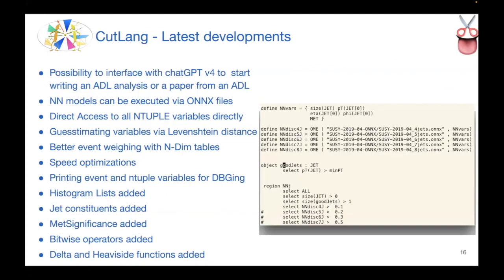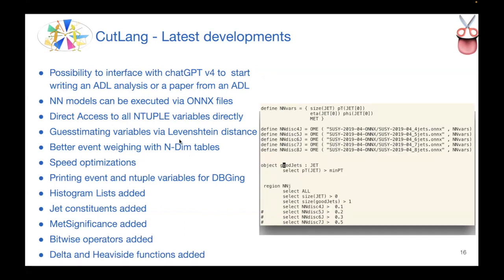Latest developments, obviously, these days ChatGPT version 4 is very hyped. I'm going to show something about that. We can use it either to generate an analysis quickly, or at least the skeleton quickly, or maybe start from the analysis itself and start the skeleton of a paper. Neural network models can now be executed through these ONNX files, which seem to be at least one of the common formats. We can now access all the variables in the ntuple directly without any need for coding.